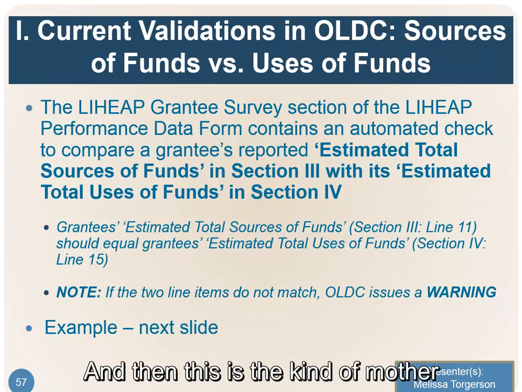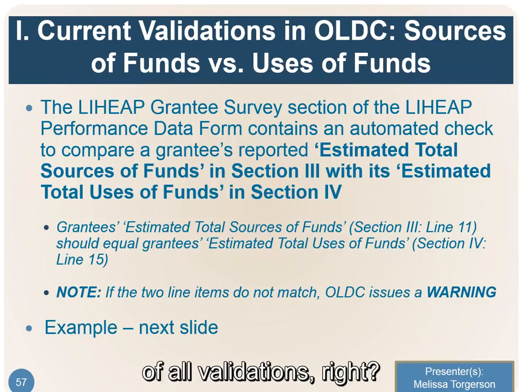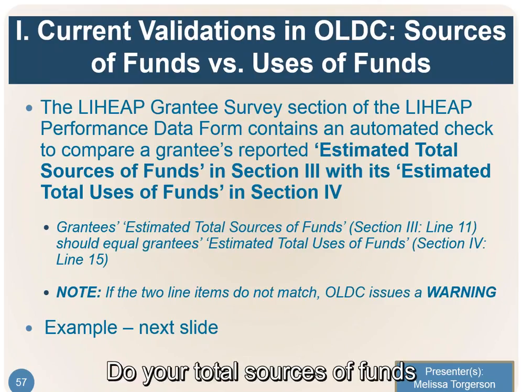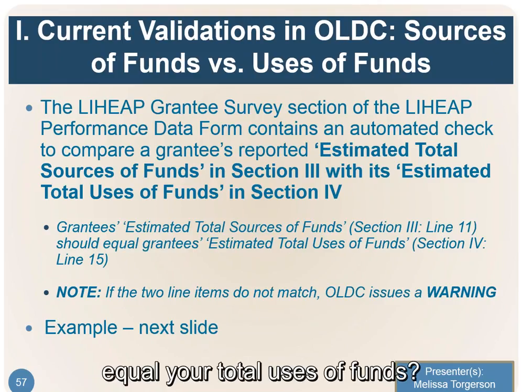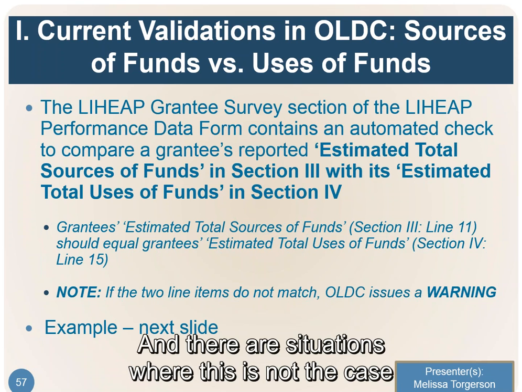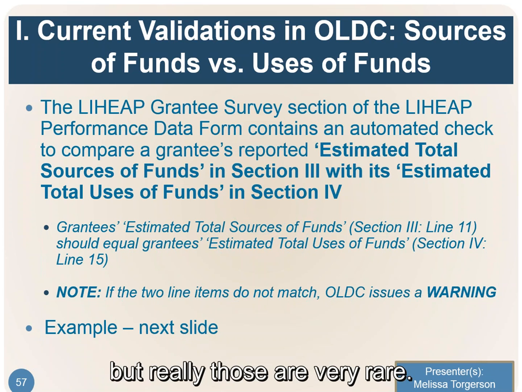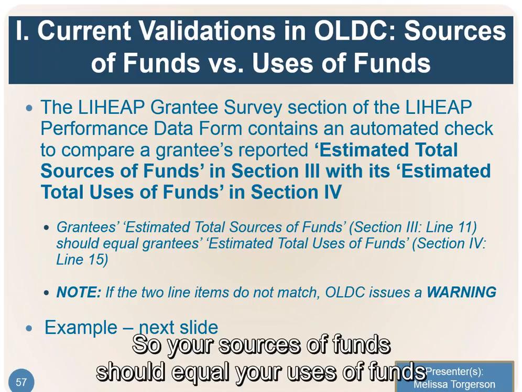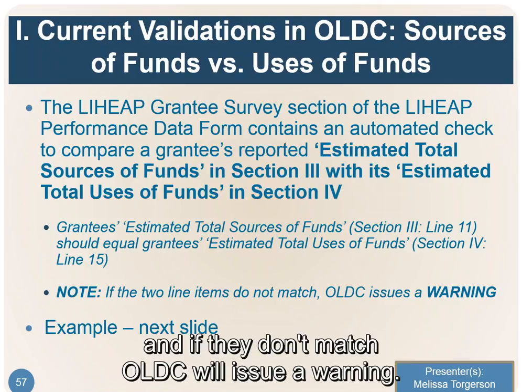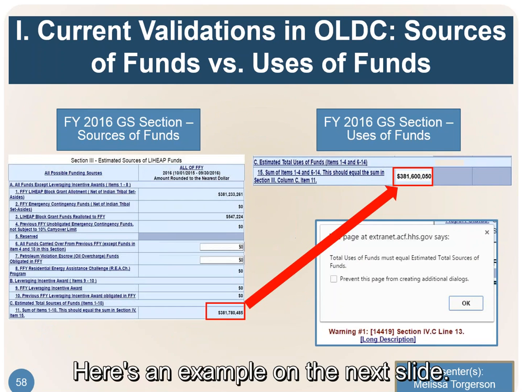And then this is the mother of all validations, right? Do your total sources of funds equal your total uses of funds? There are situations where this is not the case, and we'll definitely be following up with those, but really those are very rare. So your sources of funds should equal your uses of funds, and if they don't match, OLDC will issue a warning. Here's an example on the next slide.